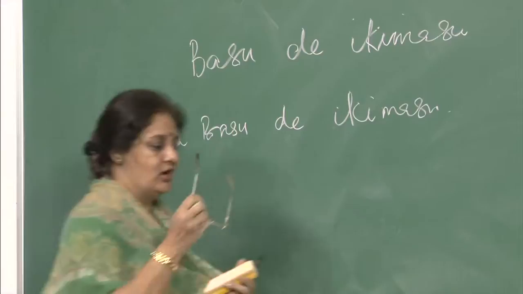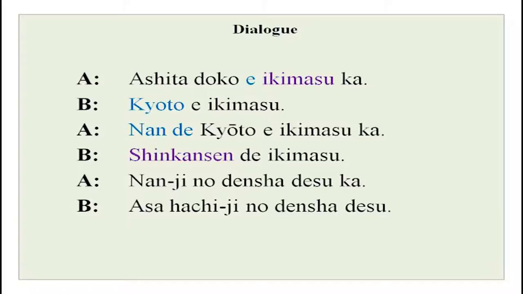Nan de ikimasu ka? Nan is a question. So you can ask, how will you go? Nan de Kyoto e ikimasu ka? Shinkansen de ikimasu. Shinkansen is the fast train, the bullet trains, very famous trains of Japan. So, Shinkansen de ikimasu. Nanji no densha desu ka? Asa 8ji no densha desu. Asa is in the morning. Morning 8ji no densha desu. So, this is the conversation.